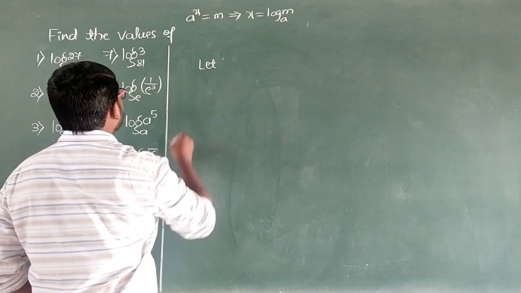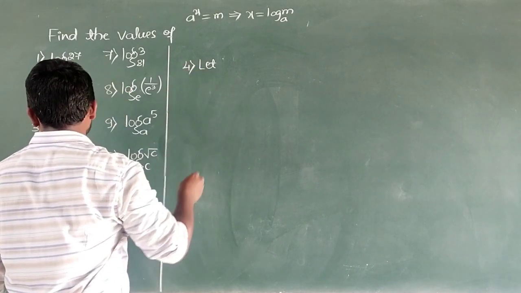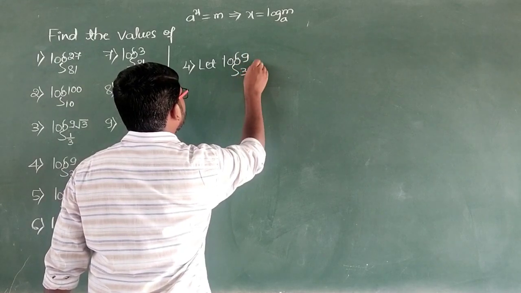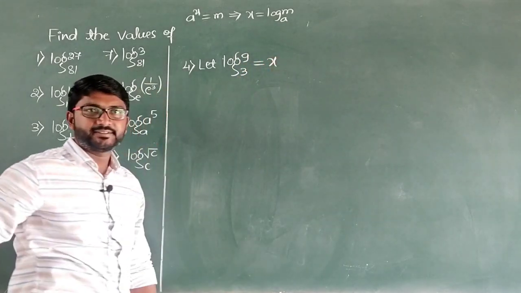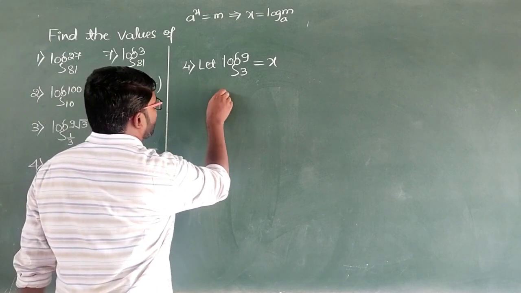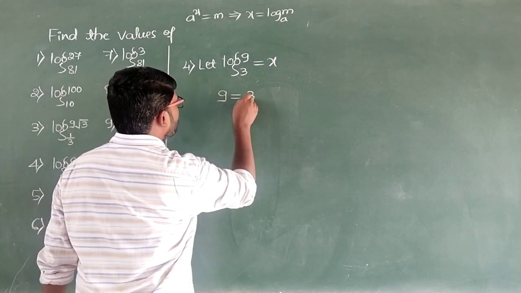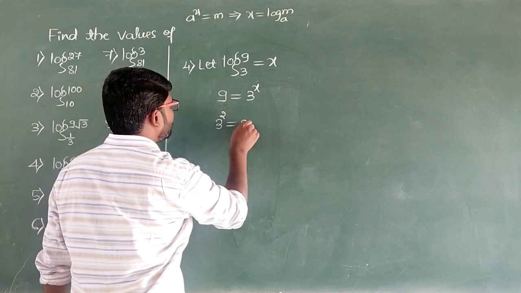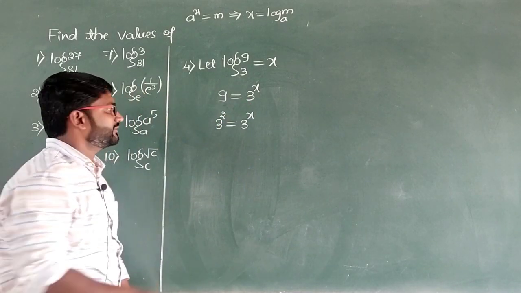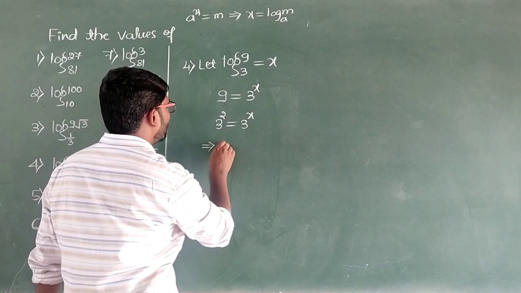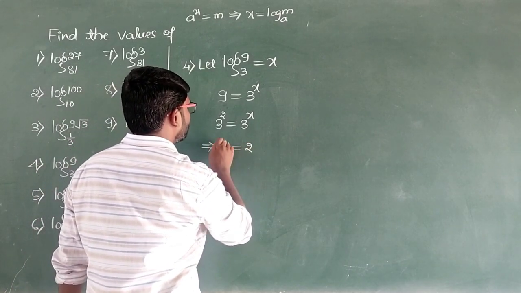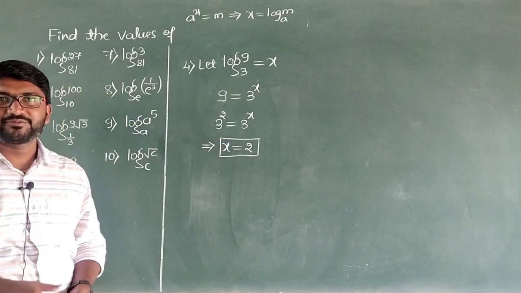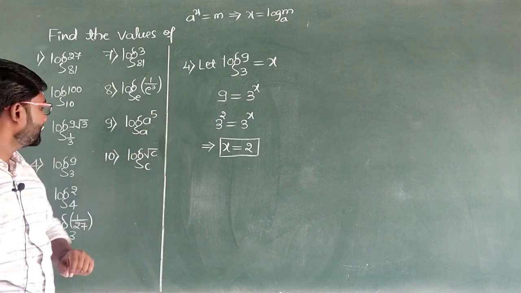Well, question number 4, it is log 9 to the base 3. I take this as x. Then 9 is equals to 3 power x. How do you write 9 now? It is 3 square. This is equals to 3 power x. You have the same base now. This implies x is nothing but 2. So this is all about question number 4. Note down this and then we'll take up question number 5.